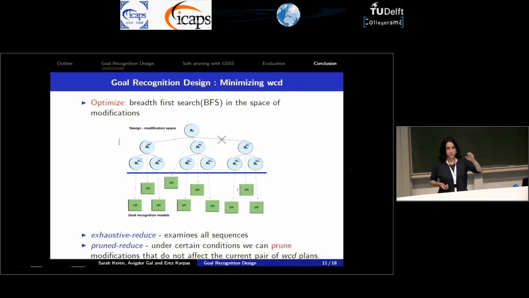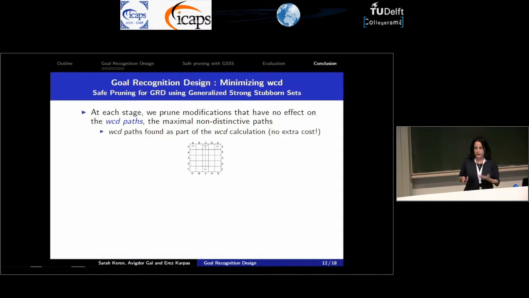And again, in 2014, we compared our exhaustive reduce algorithm, which examines all modifications, to a prune-reduce approach. The idea in the prune-reduce approach is that we look at the current WCD path, the path that maximizes utility, maximizes the worst-case distinctiveness, and consider it. So only the actions that affected the WCD path were considered. So this was what we did in fact.